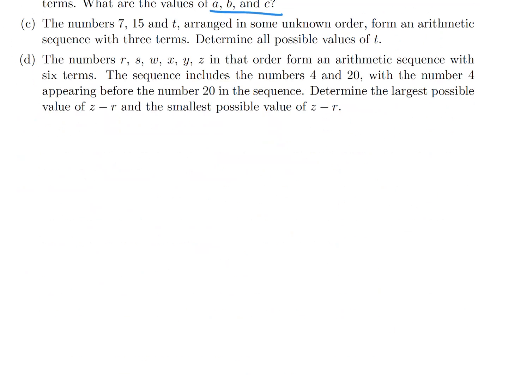The numbers 7, 15, and t, arranged in some unknown order, form an arithmetic sequence with 3 terms. Determine all possible values of t. Okay, so we could have either 7, 15, t. We could have 7, t, 15. We could have 15, 7, t, or we could have 15, t, 7. We could have t, 15, 7, or we could have t, 7, 15. So those are the 6 different ways of arranging.